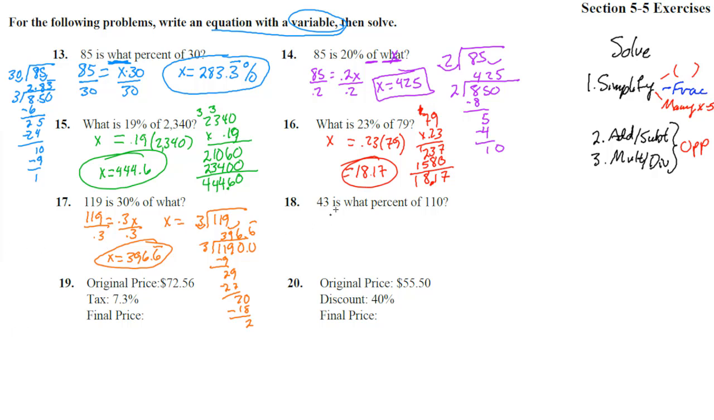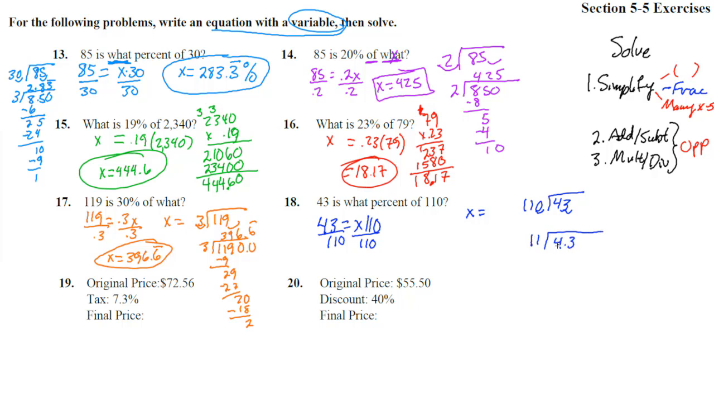Number 18. 43 is what percent, so there's our X, of 110? Divide by 110, divide by 110. And so we've got to do X is, we've got to do it over here, 43 divided by 110. Let me see, move the decimal over, move the decimal over. So we have 11 into 4.3.